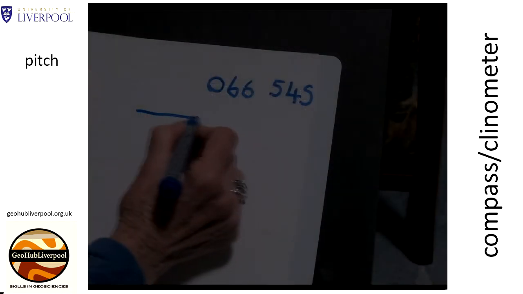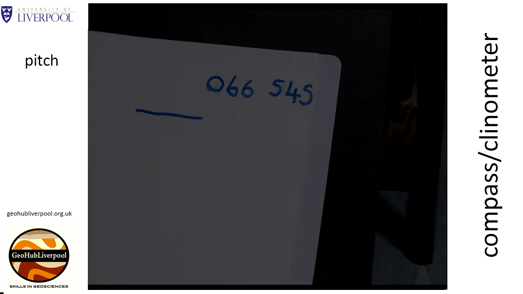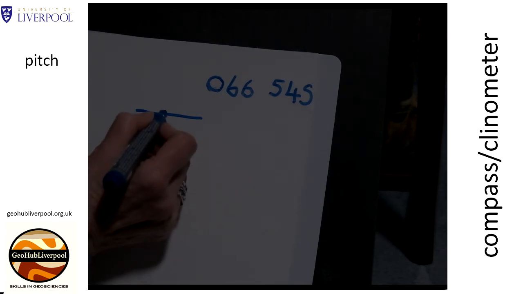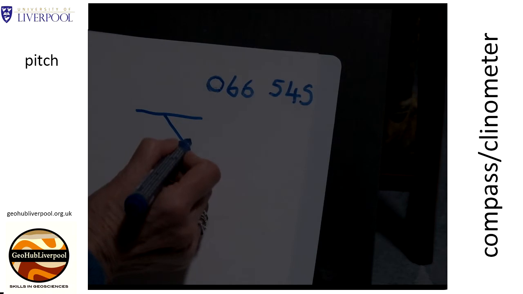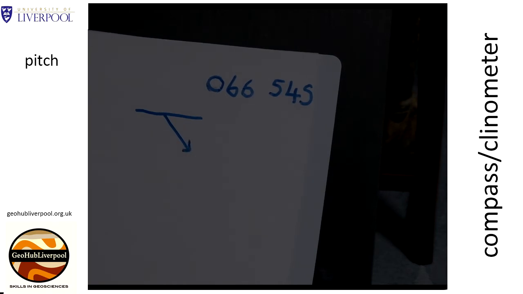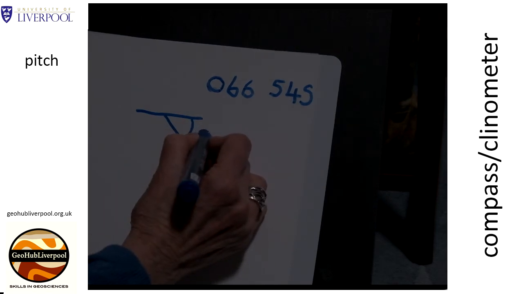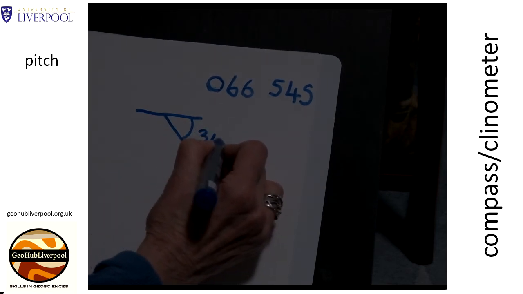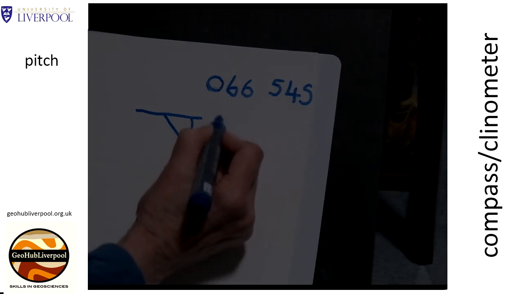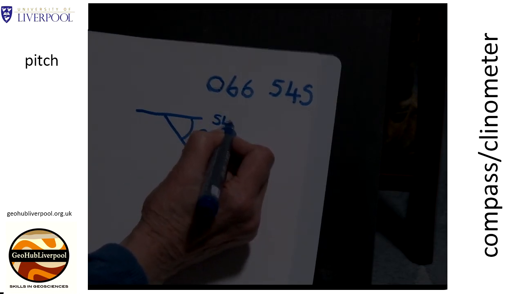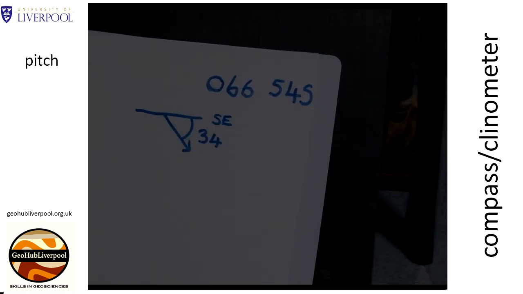Record this measurement in your field notebook. Do this by drawing a line to show the horizontal and an arrow to show the pitch. Show the angle of the pitch here, which is 34 degrees. And record here the reference direction, which in this case is the southeast. Your field notebook now records the dip and strike of the plane and the pitch of that linear structure in the plane.